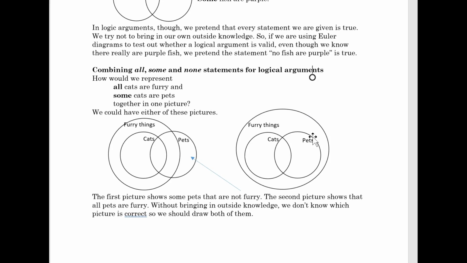But since we don't know which picture actually is correct, we should draw both of them. And that's part of the idea behind Euler diagrams, that you try to put all the possibilities down in your diagram. Venn diagrams are about, for sure, knowing exactly where each object is. Euler diagrams are about trying to test out what's possible.